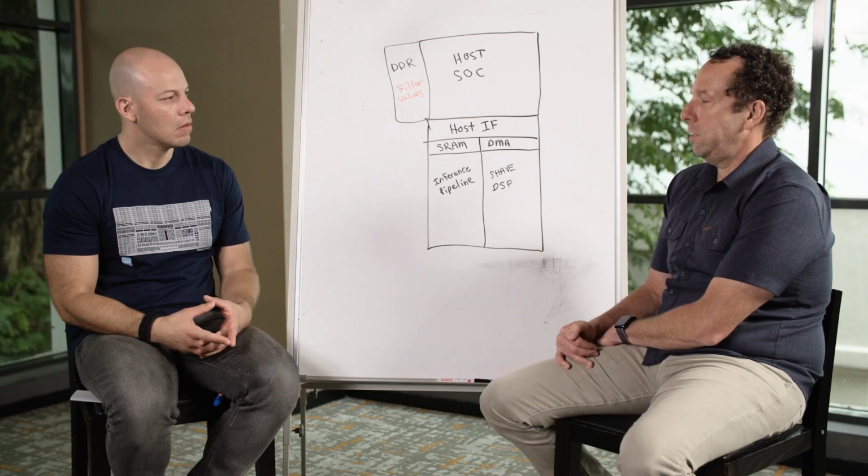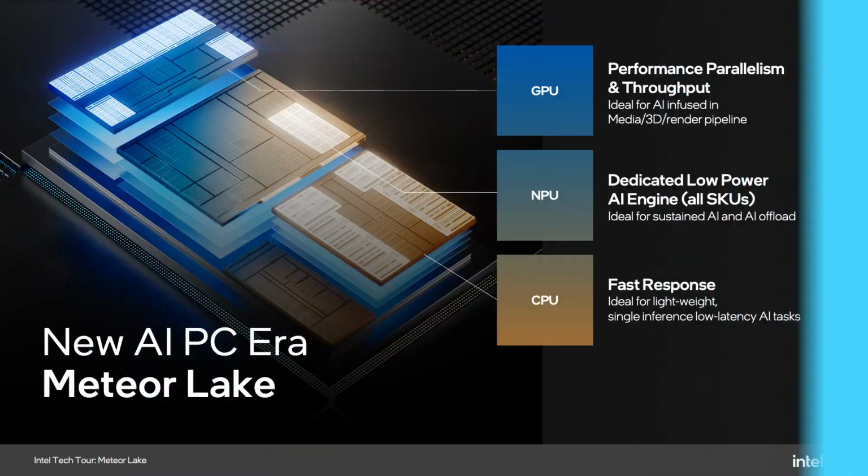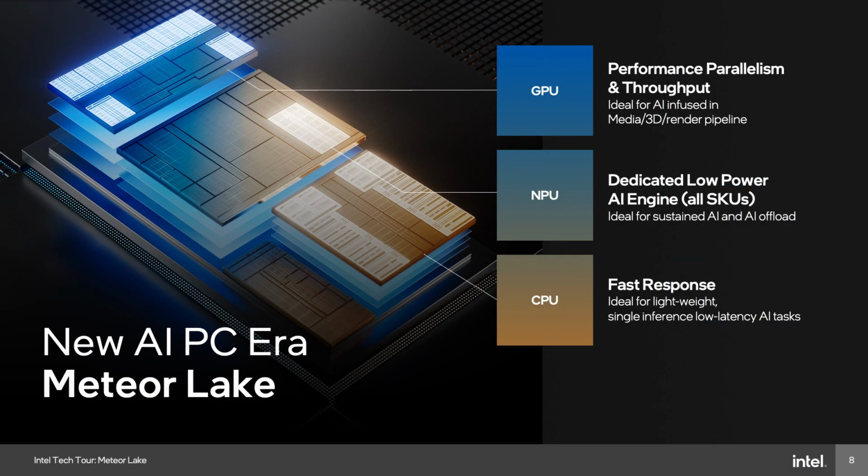And the CPU is good for very small workloads, where the complexity of the workload isn't very high, you can actually execute it really fast. The GPU is good if you have, let's say, very large batch sizes.